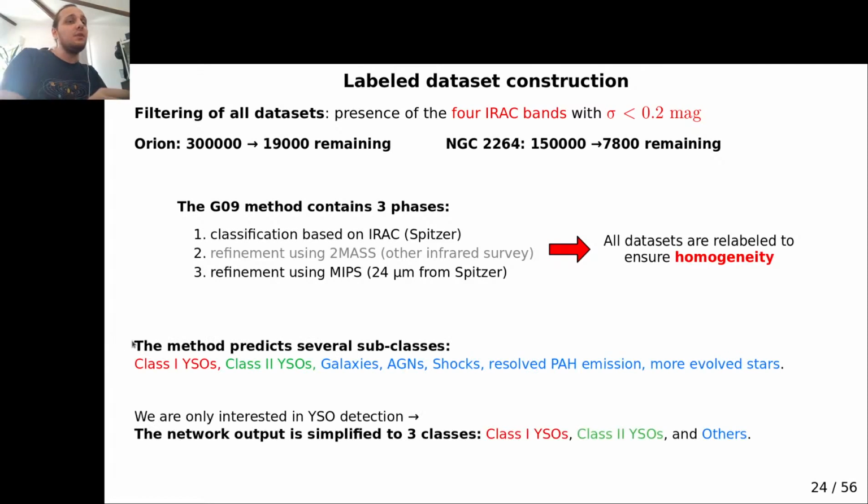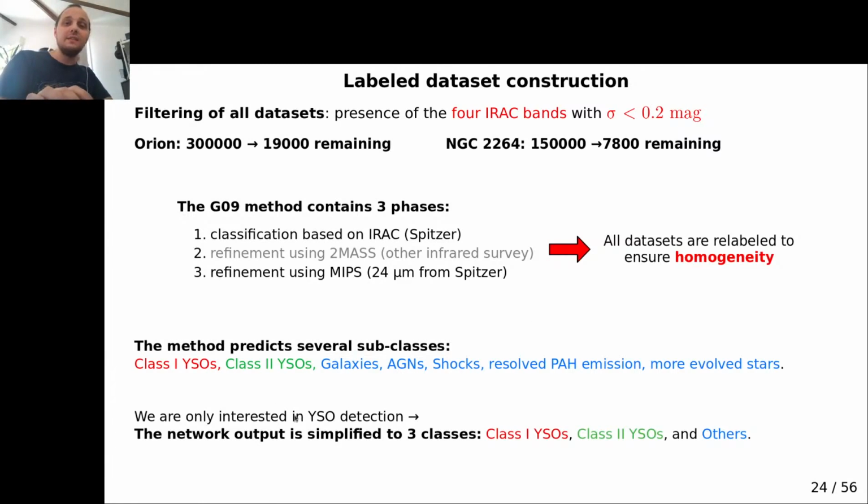And one last point is that the original method predicts several subclasses. So we have here our classes of interest, the youngest class 1 YSOs and the a bit older class 2 YSOs, and we have several subclasses of contaminants that are excluded by the Gutermuth classification.